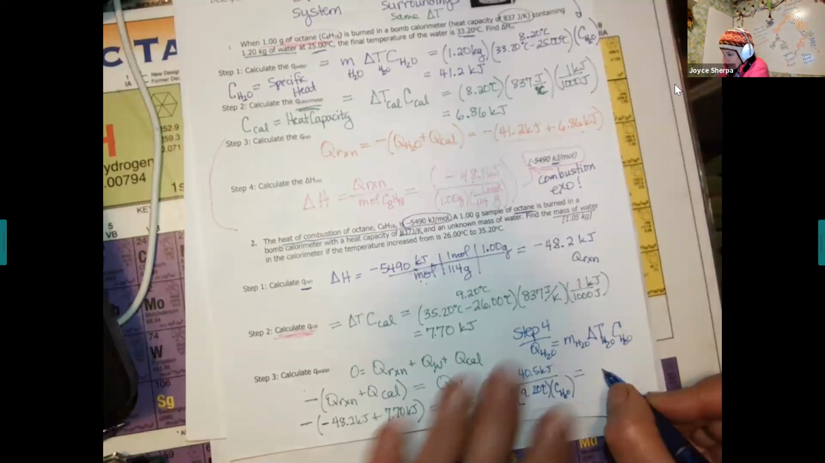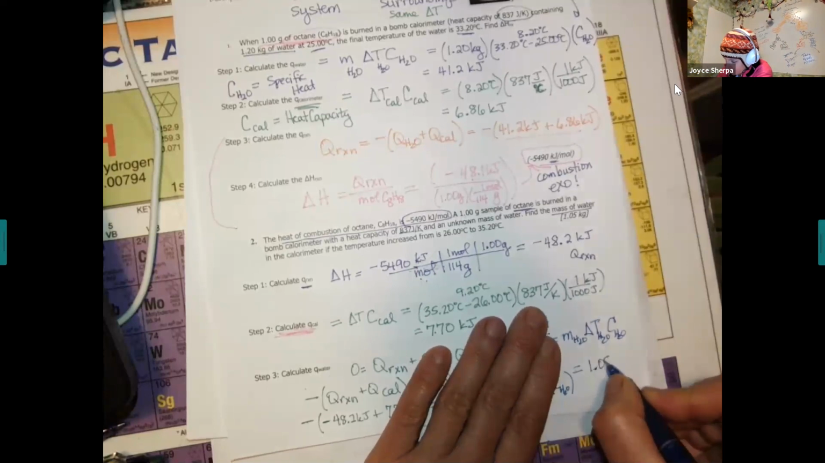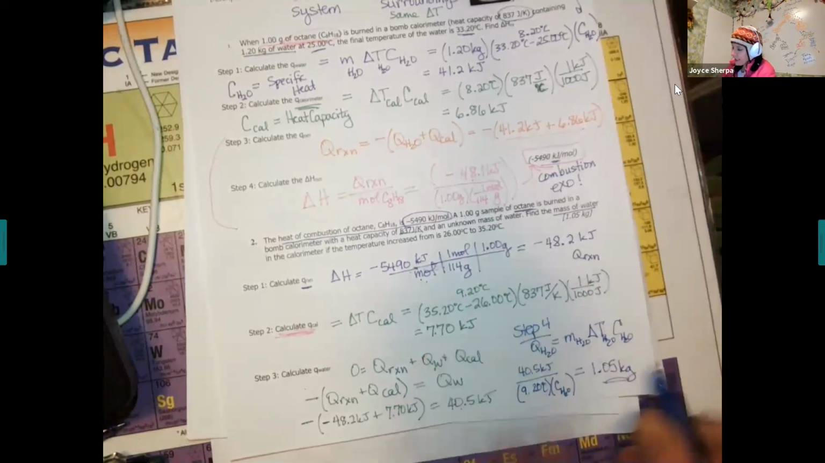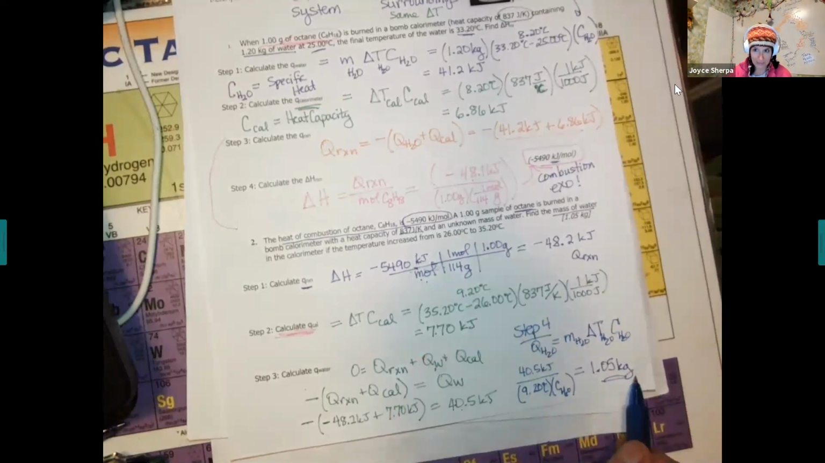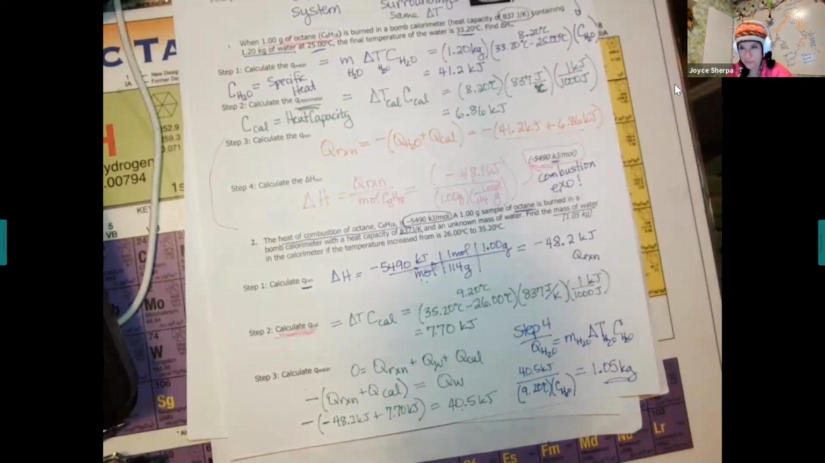So 1.05, and it's kilograms. Back to the question I'd asked earlier. Since this is in kilojoules, your mass is in kilograms. And so don't let that inspire you going, that's really cool that we can do that with metric units. All right, questions with calorimetry.